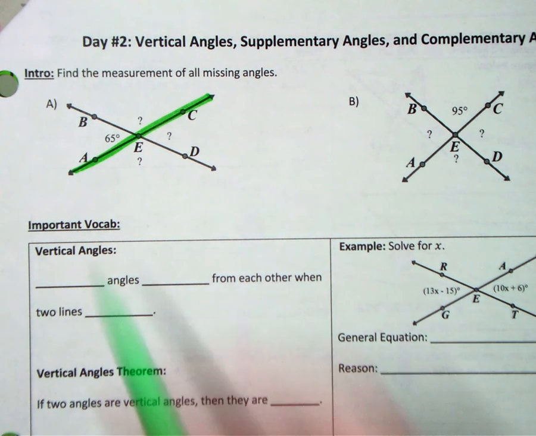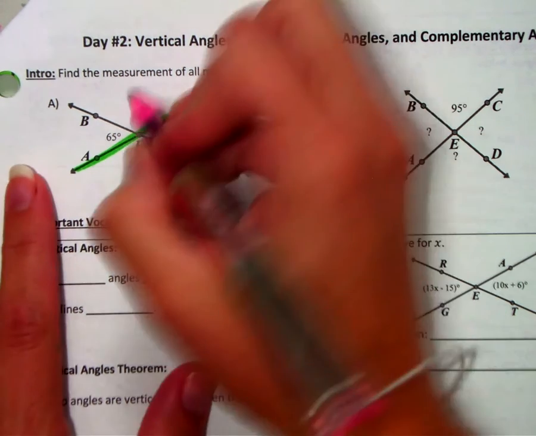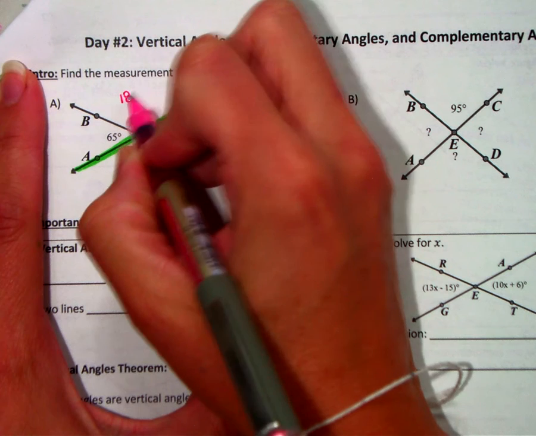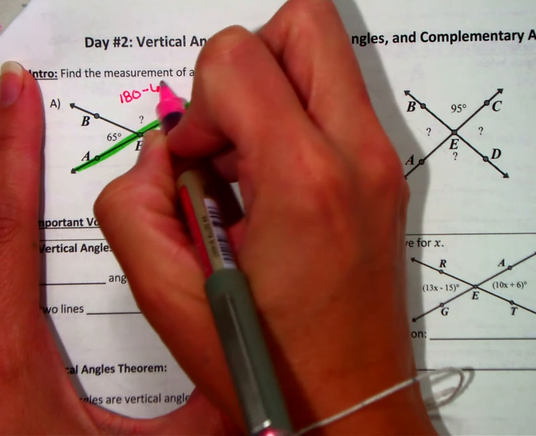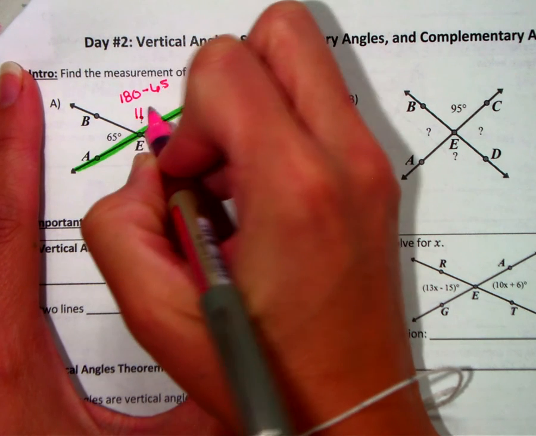So if that's 180 degrees, what is 180 minus 65? That's 115. So the straight line allows us to use 180. So this is 180 minus 65, which is 115.